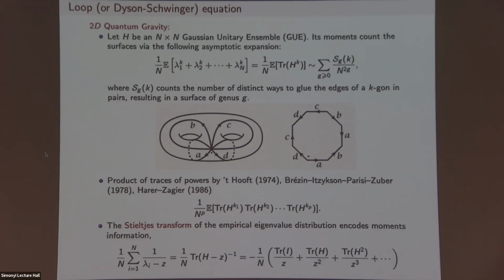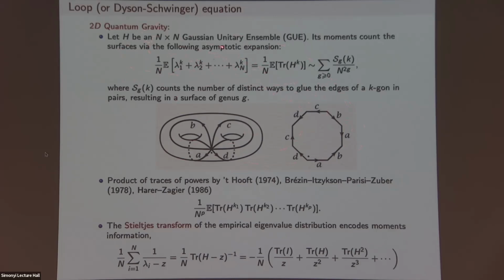So the loop equations were first developed in the physics community from the 2D quantum gravity studied by many people next door here. Here is a well-known result related to the moments. It's about counting surfaces.